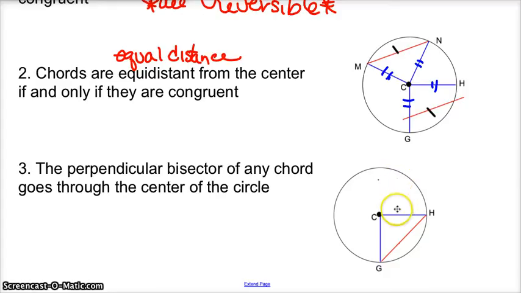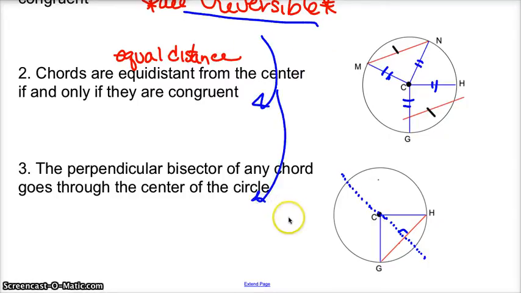Lastly, it says the perpendicular bisector of any chord goes through the center of a circle. If you were to attempt to cut this chord in half at a 90-degree angle, the only way that could happen is if it's going through the center. The idea about all of these is that this one's reversible, this one's reversible, this one's reversible. So if you recognize that you have chords that are equidistant, then they're congruent. If they're congruent, then they're equidistant. Same thing with number 3.